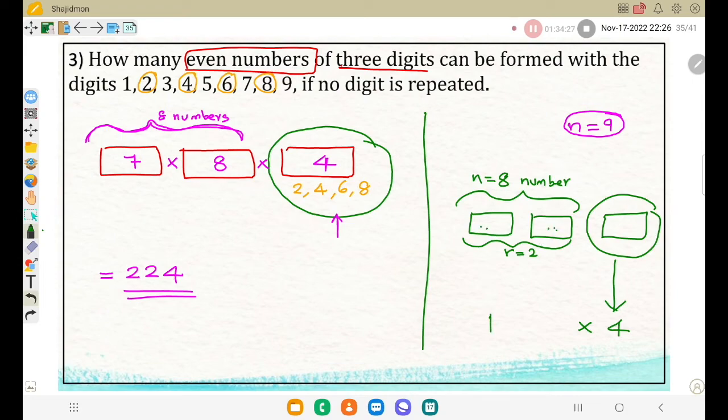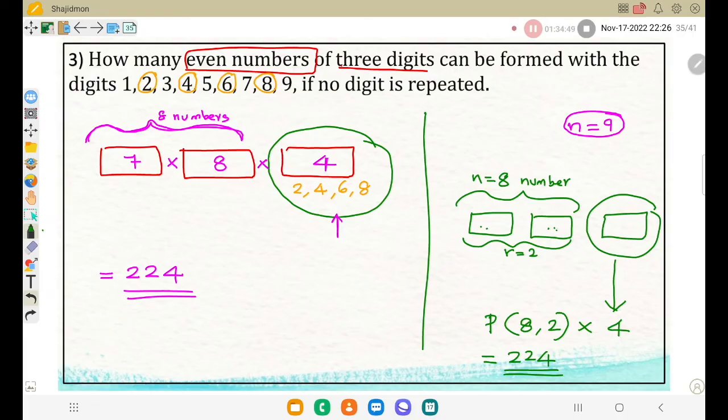So what is the permutation? Permutation of 8 objects, 2 taking at a time. Multiply, the same answer you will get, 224. So one of the ways we can answer this question is 224 here. Hope you understood this question, how to do it, correct? Okay.